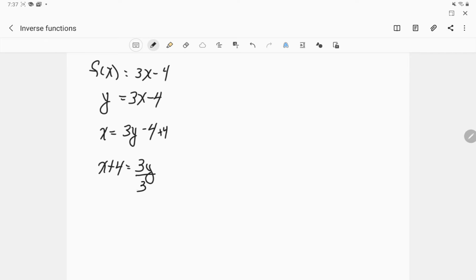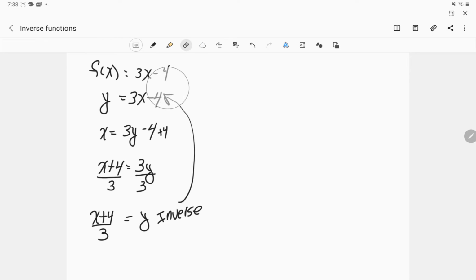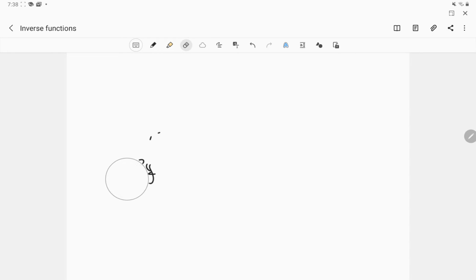And then I will divide this side by 3, and I will divide this side by 3, and I end up with y is (x plus 4) over 3. So this is the inverse of this. Now, what I want you to notice is you are doing exactly the opposite or the reverse of what you were doing. In the original I was subtracting 4, now I'm adding 4. I was multiplying by 3, now I'm dividing by 3. And so the inverse, you end up doing exactly the reverse of what you were doing in the first one.